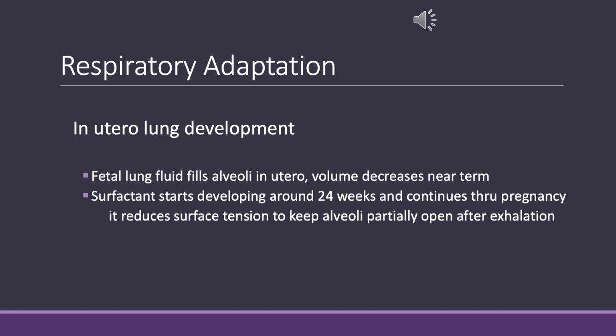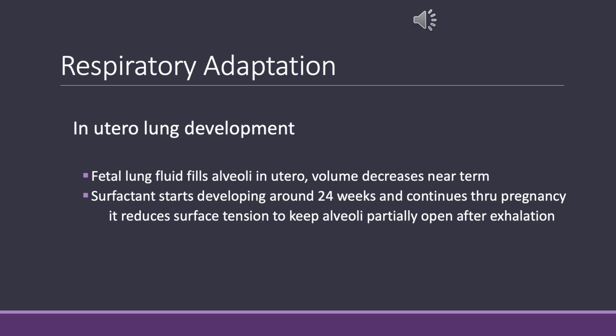The establishment of extrauterine respirations is the most critical and immediate physiological change that occurs in the transition from fetus to neonate. To understand the initial respirations, let's go back and look at the in utero development of the lungs. When the alveoli began forming, they would produce what is called fetal lung fluid. This fluid will fill the alveoli and remain there through the gestation.